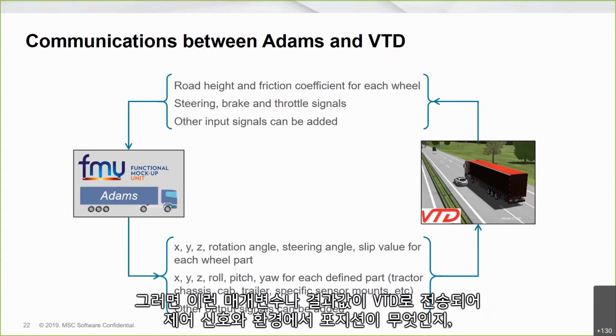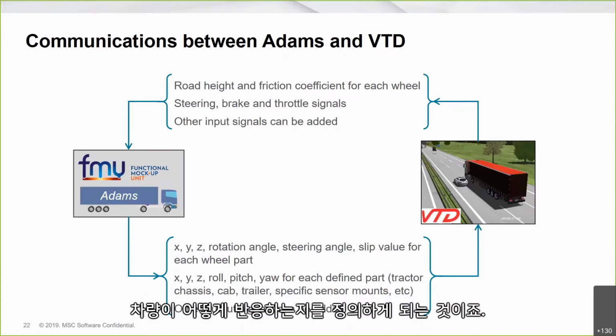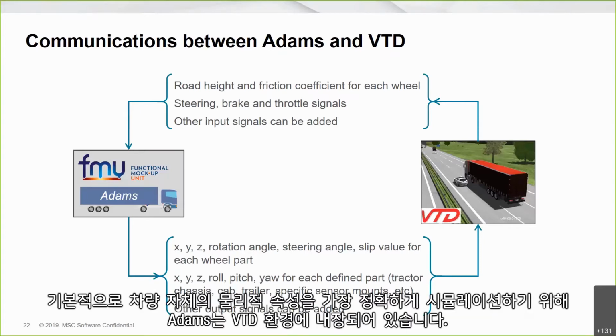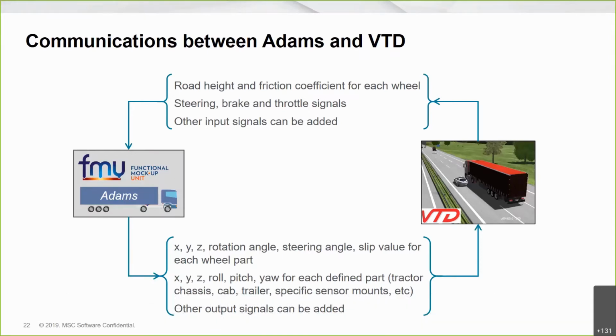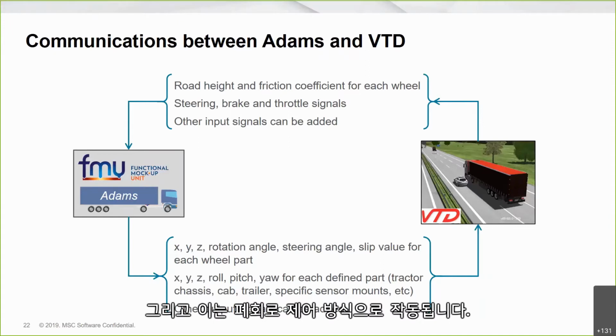parameters, or these results will in turn be transferred into VTD to define what is the position, how the vehicle is going to react based on the control signals and also based on the environment. So basically, Adams is embedded inside the VTD environment to provide the most accurate simulation of physical attributes of the vehicle itself. And this goes in a closed loop control fashion.